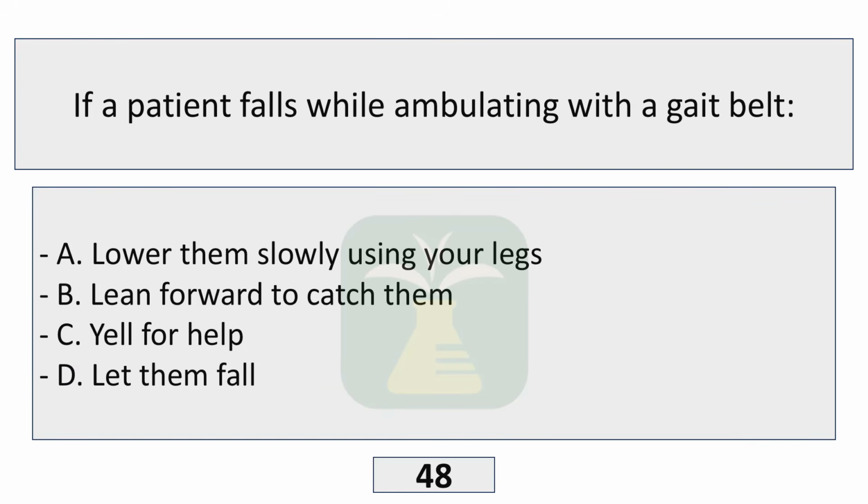If a patient falls while ambulating with a gait belt, A. Lower them slowly using your legs. B. Lean forward to catch them. C. Yell for help. D. Let them fall. Correct answer: A. Lower them slowly using your legs. Proper body mechanics prevent staff and patient injury.